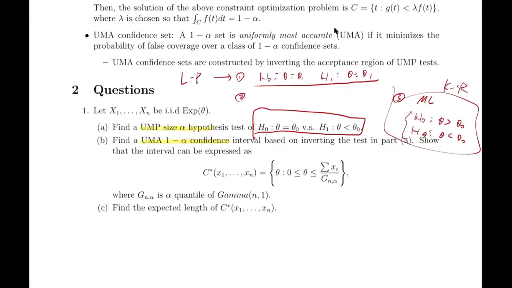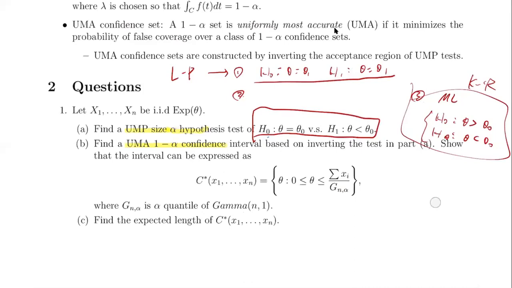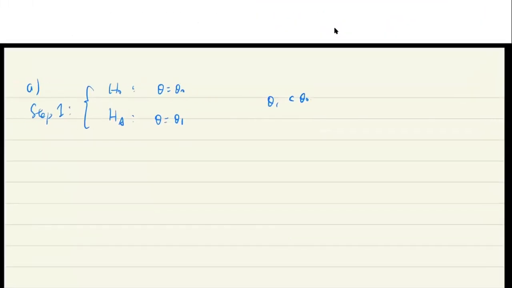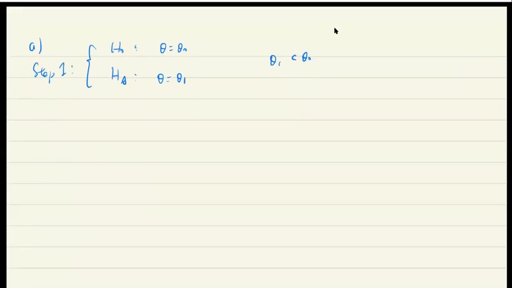Yeah, if you find a UMP test in this case, it will also be a UMP test in this case, because the null is smaller, so it still will be the size alpha test. Okay, so here we will use the Neyman-Pearson lemma.